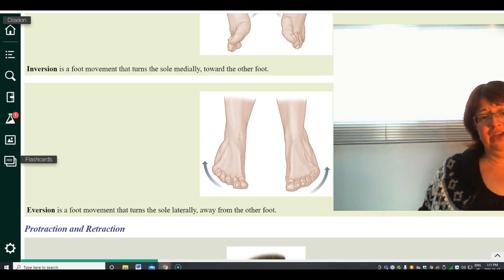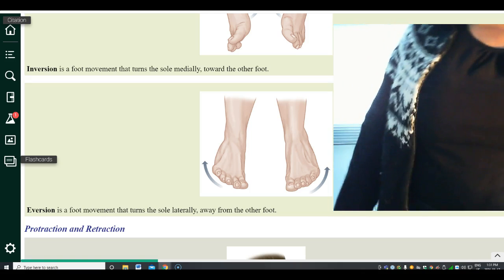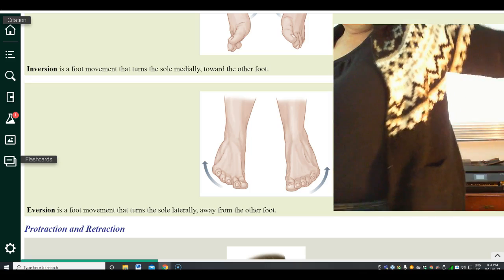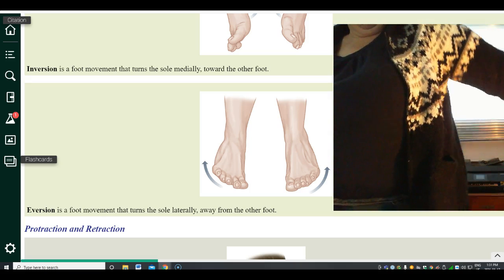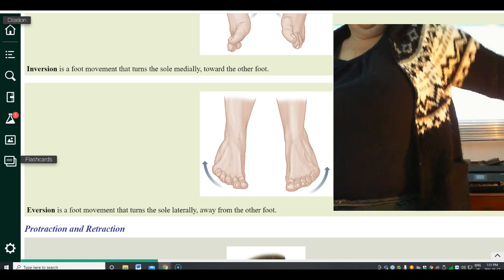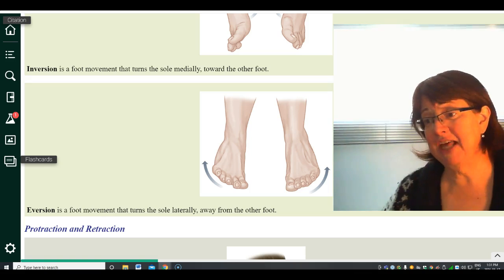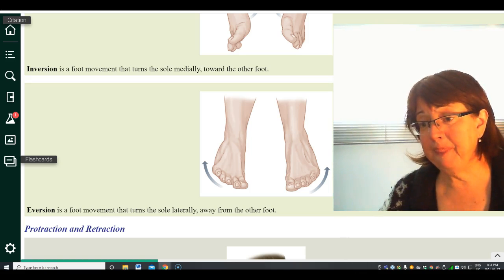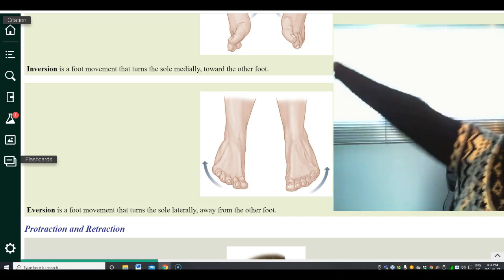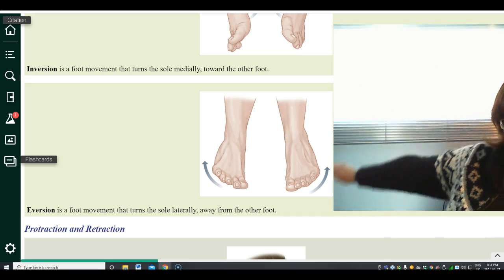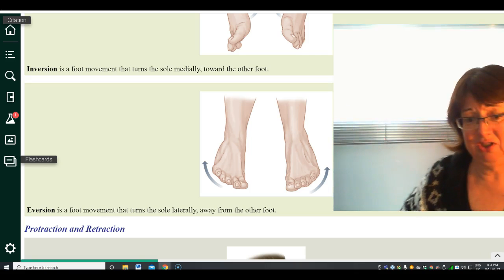Abduction, if you're going to abduct someone, you take them away. So abduction is away from your body. Adduction is towards your body. Ab, ad. Okay? So that describes that one. Then circumduction just means you're going around in a circle, or the end of the digit goes into a circle.